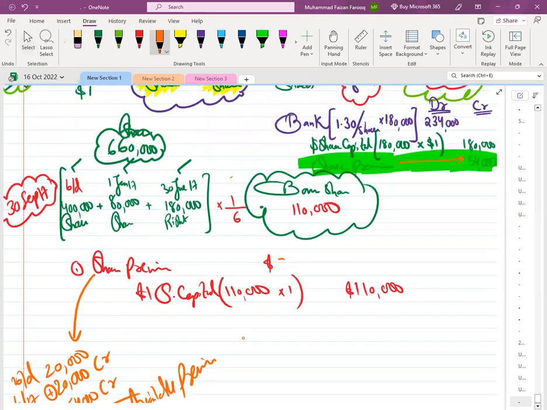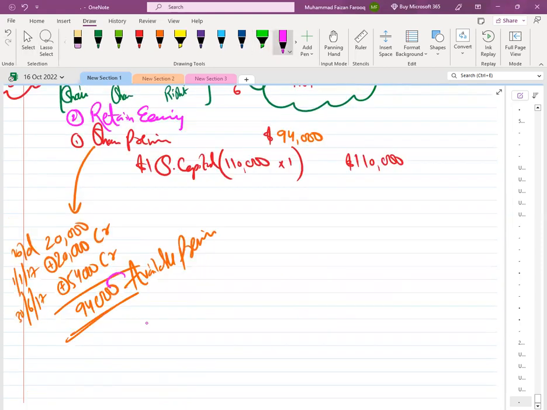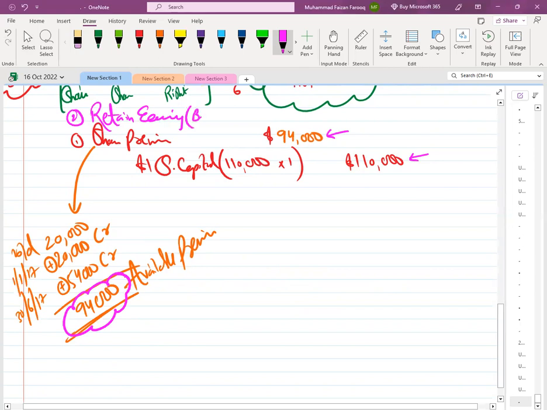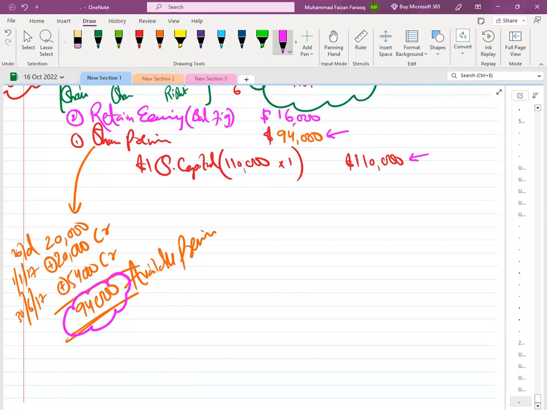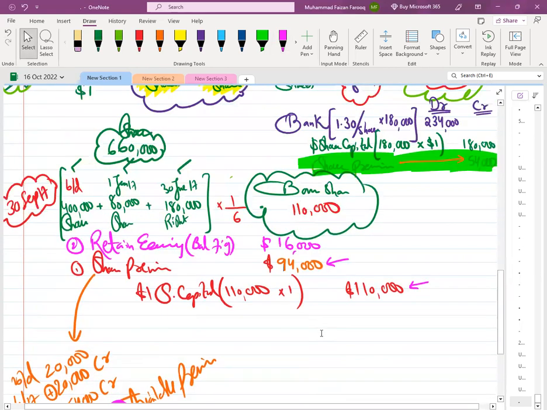So I can take out 94,000 from premium account. Is the entry balancing? No, debit and credit is not equal. Premium is short in supply. Only premium available is 94 and our credit is 110,000. So what is the difference? Balancing figure, I guess. It is 16,000. And we know the difference will always be taken out from retained earnings. So the entry is being completed.